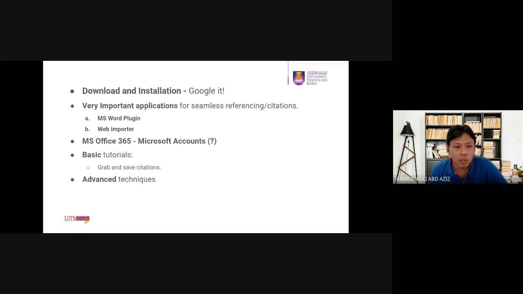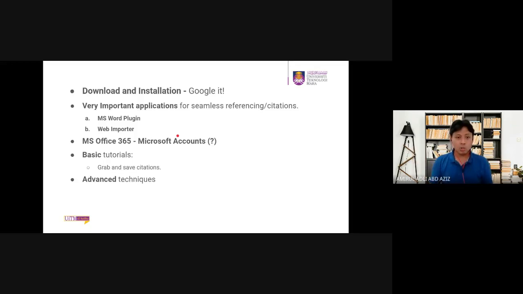Right. So first of all, this is another issue. Microsoft Office 365. We, the lecturers, are provided a Microsoft account, where you can log in on the Microsoft website.